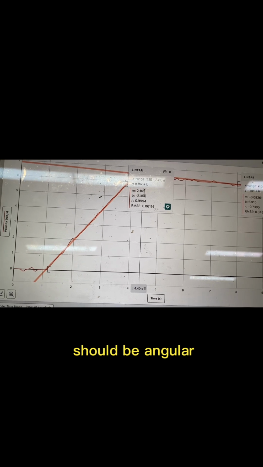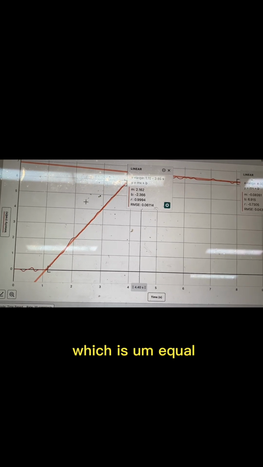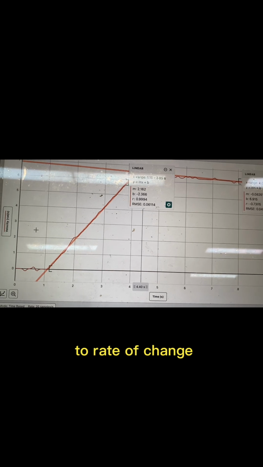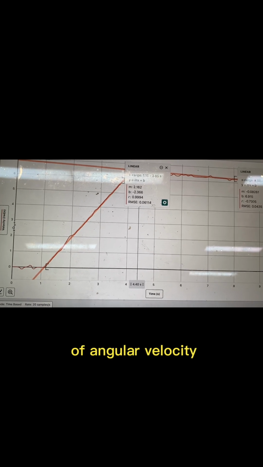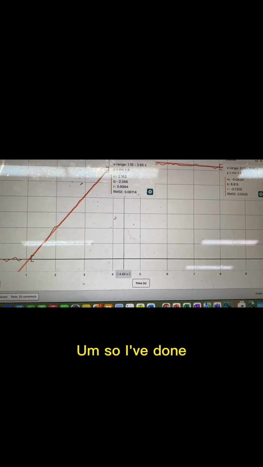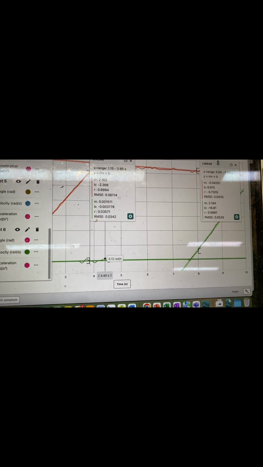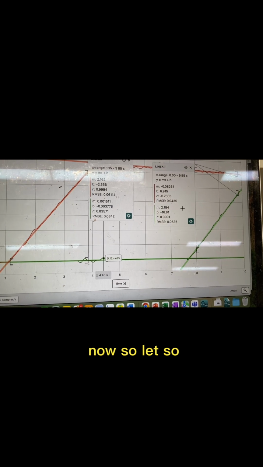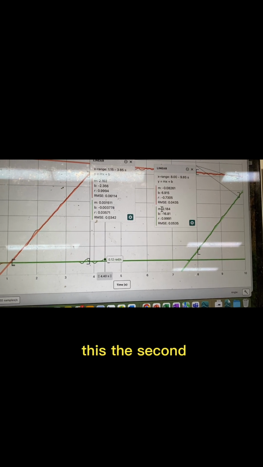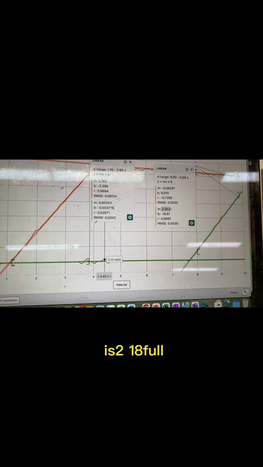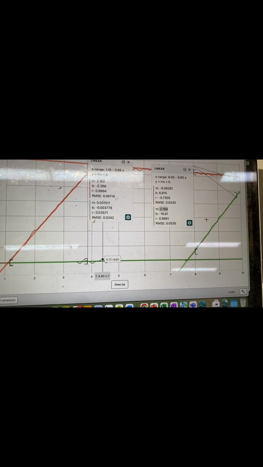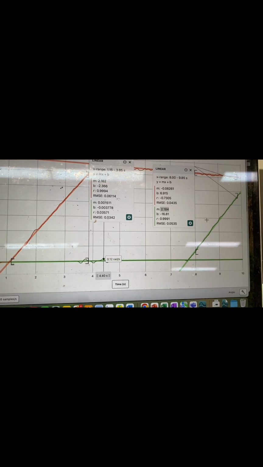So that should be the angular acceleration, which is equal to the rate of change of angular velocity. I've done multiple experiments already, so let's look at the second data. I have the second data already. This is the second set of data, which is 2.184 radian per second squared.